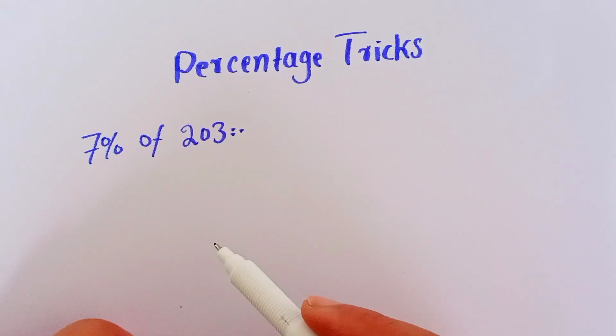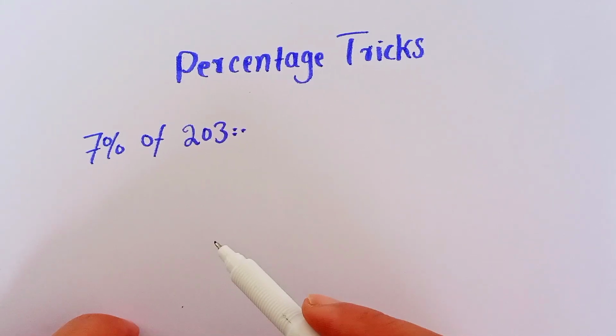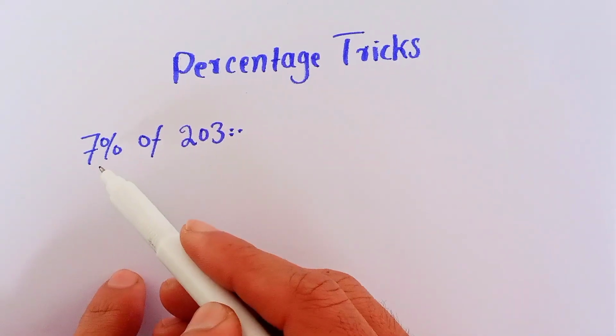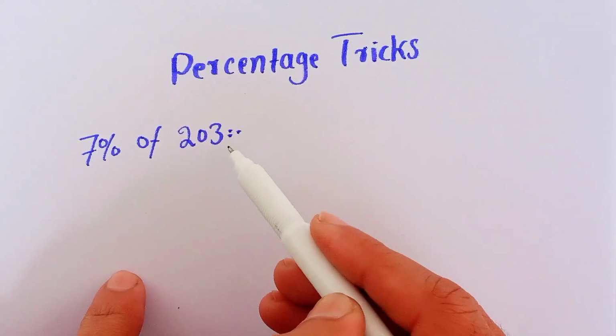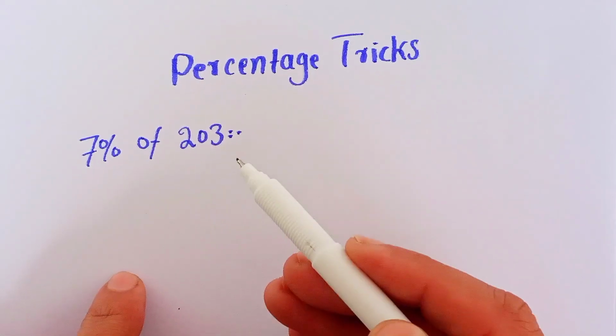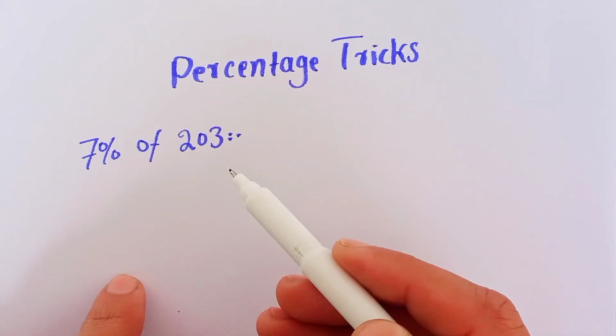In this video I'm going to share a percentage trick that you probably don't know, right? So in this example we are finding 7% of 203. By following these tips you can easily find the percentage of any number, right?